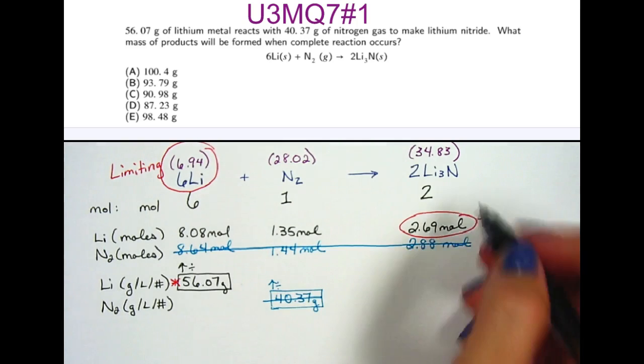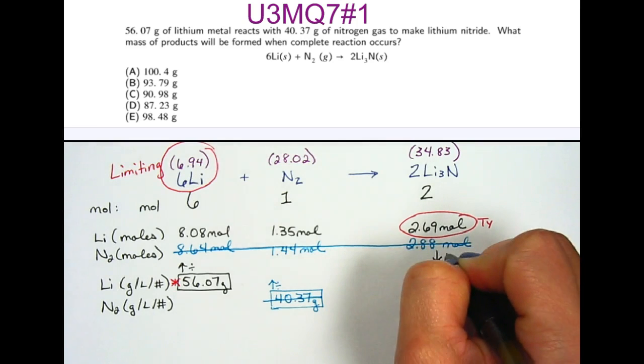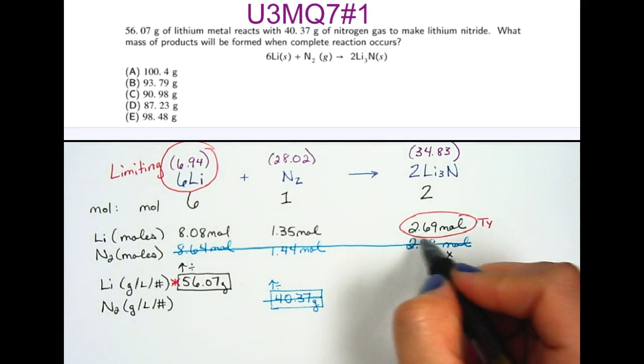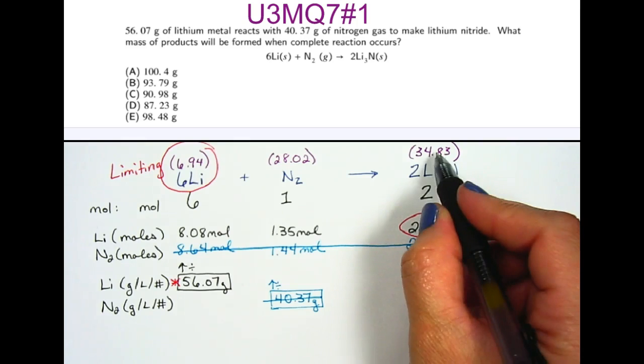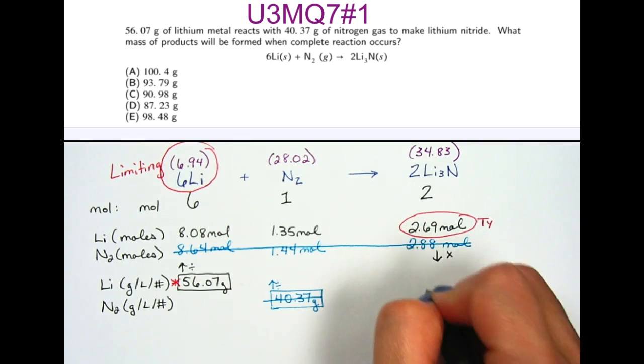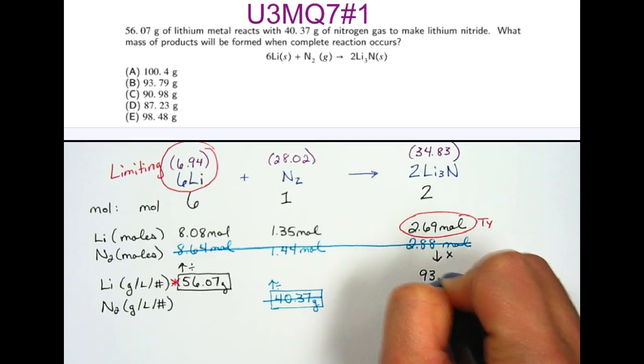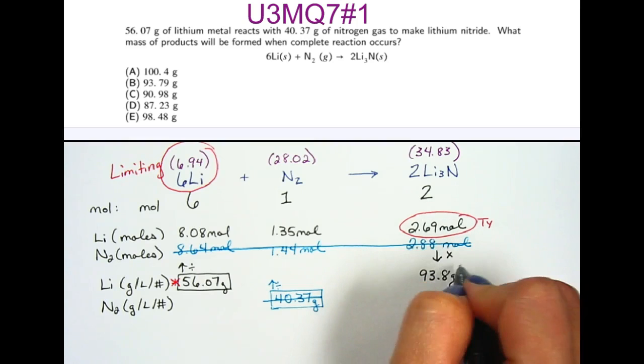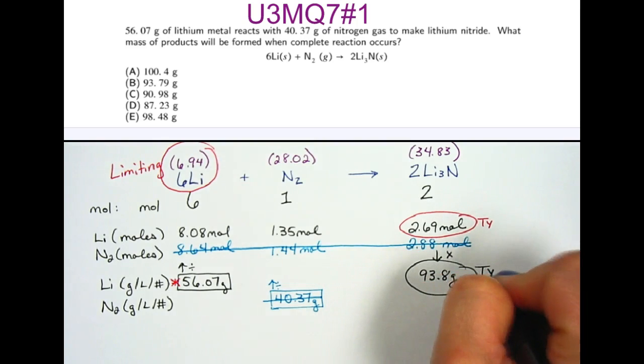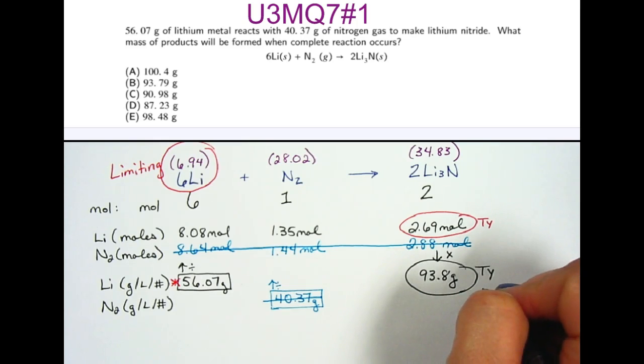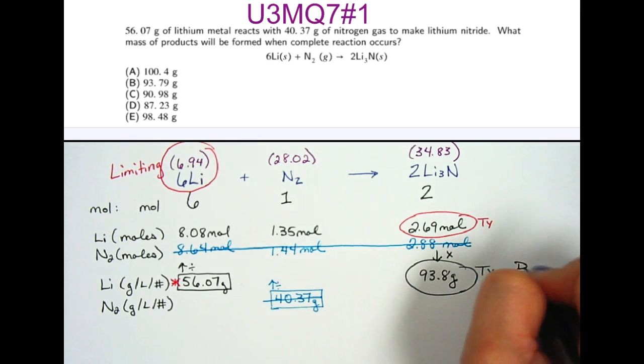So now I'll just convert my moles into grams by multiplying 2.69 times the molar mass of lithium nitride, and I'll get 93.8 grams of lithium nitride, which is my theoretical yield in grams. And that correlates to letter B.